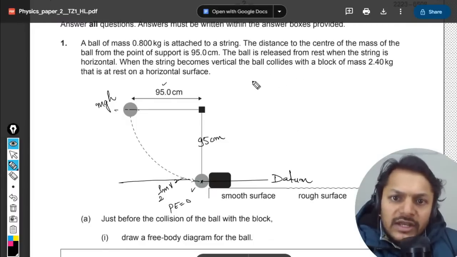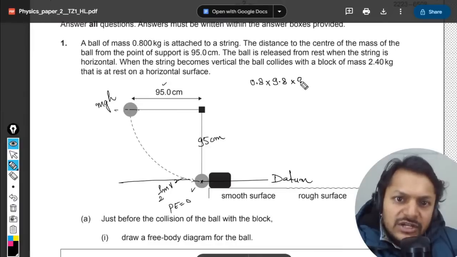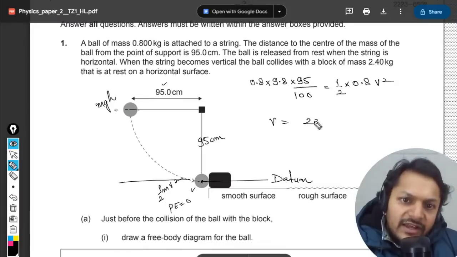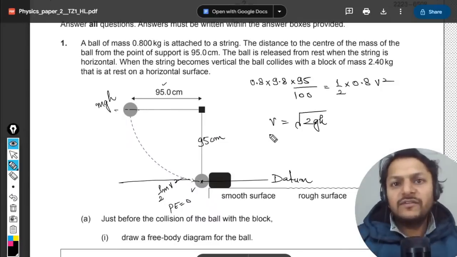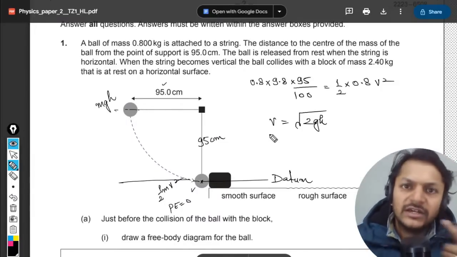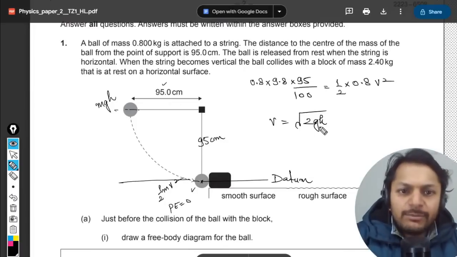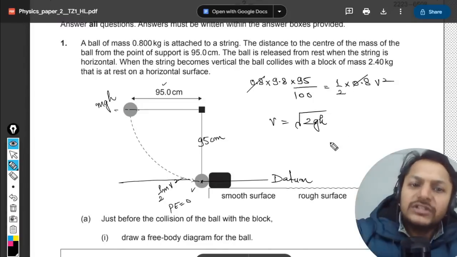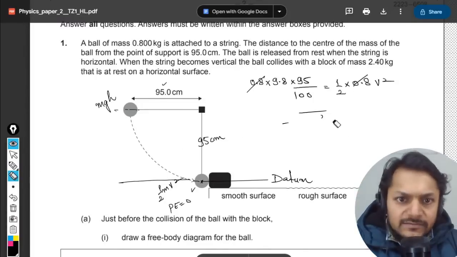So the mass of the ball is 0.8. mgh is equal to half mv squared. Or we can directly find v, which is equal to root of 2gh, if you remember this formula. We have done this formula in the case of dropping, in projectile motion and kinematics. So you can just apply this formula directly, because every other thing, even this formula, is going to be reduced to this only.